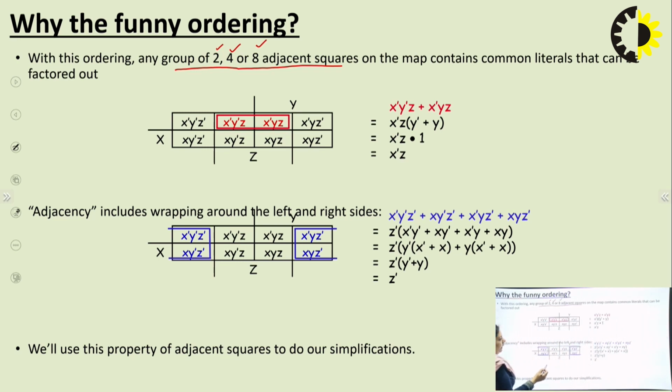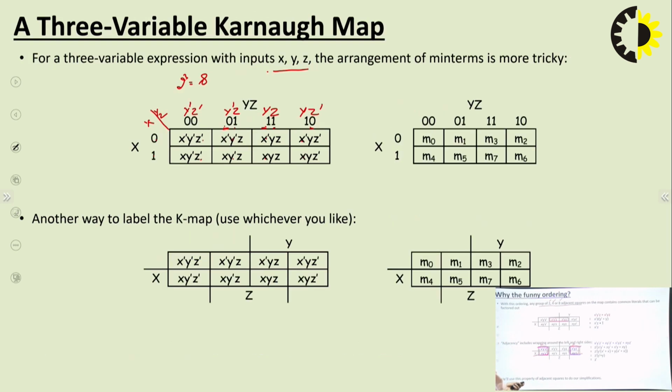So how could we make the square? For example, this is 1, 0 and this is 0, 0. The next term changes 1 bit here, so this is the adjacent side. So we can make a group of 4 like this. Instead of making 2 pairs, we can make a group of 4 with this adjacency. That's why we are taking this funny ordering.